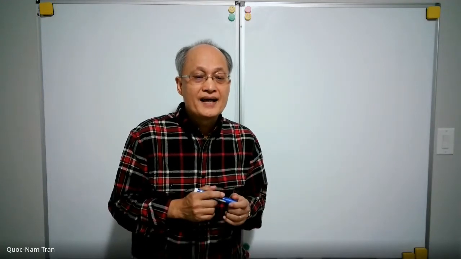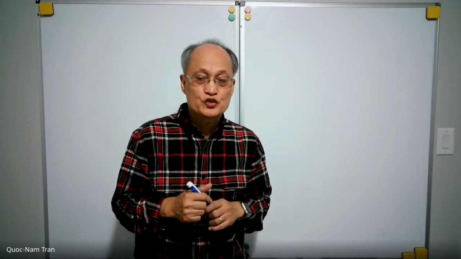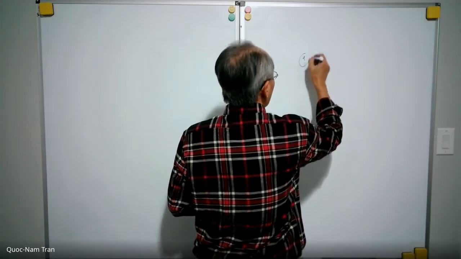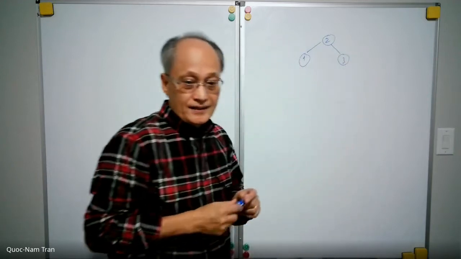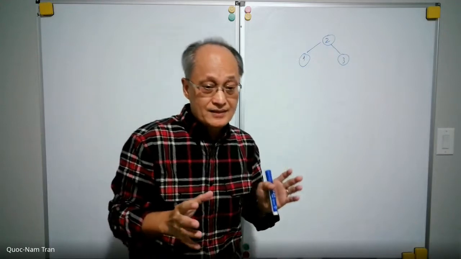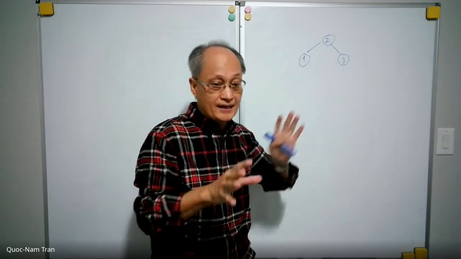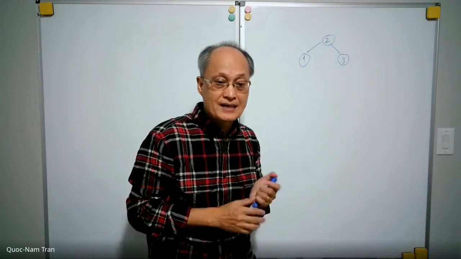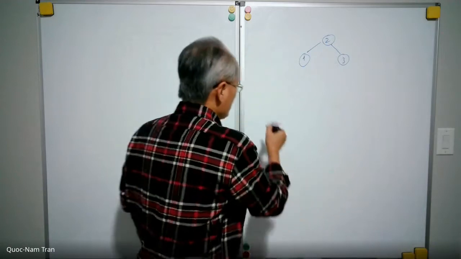What would be the complexity for searching on a binary search tree? Let's say we have a binary search tree like this: 1, 2, 3. Binary search tree is a data structure, right? In it, we use nodes and the structure of the tree to help us speed up the searching process.